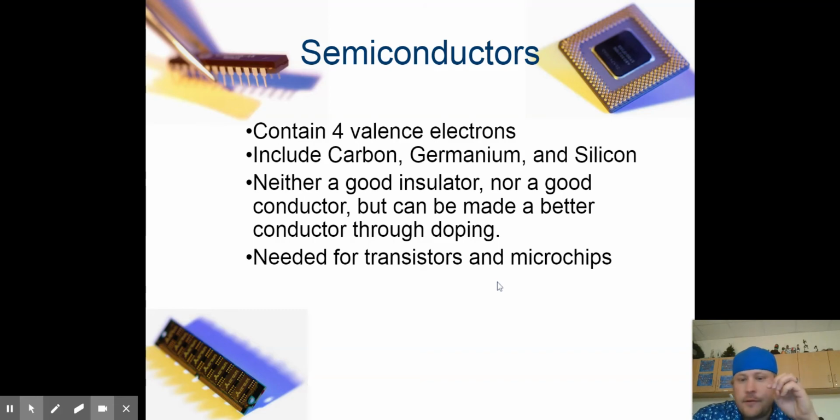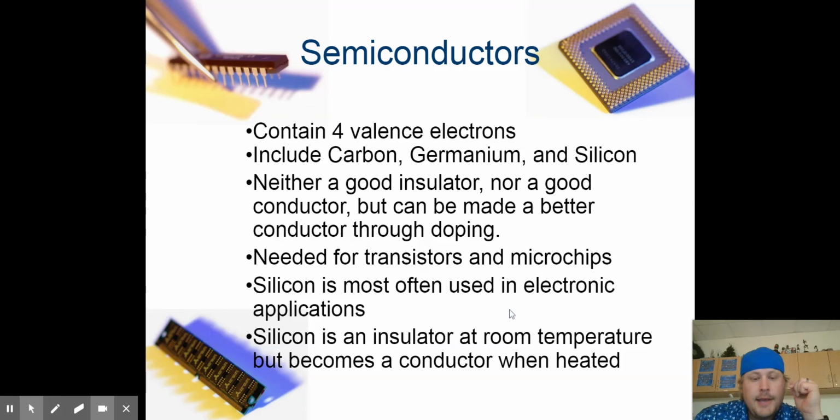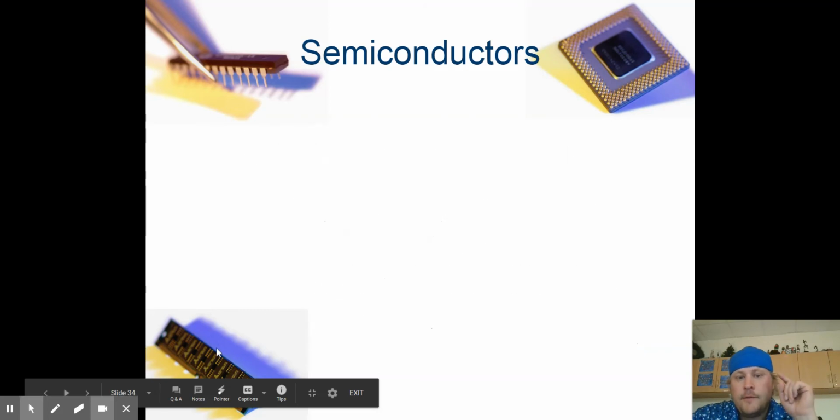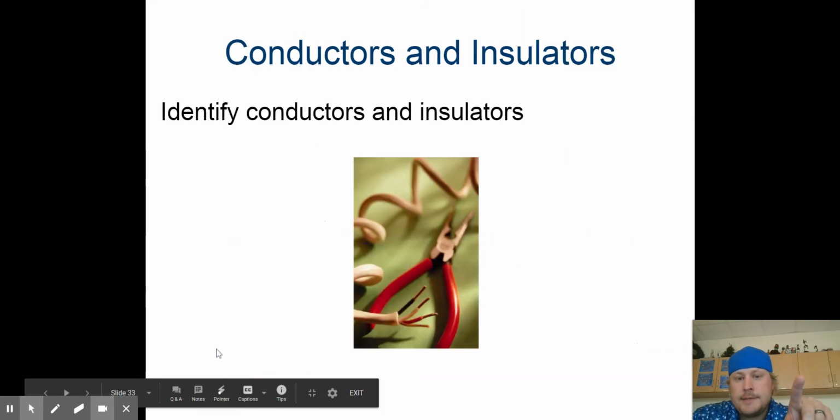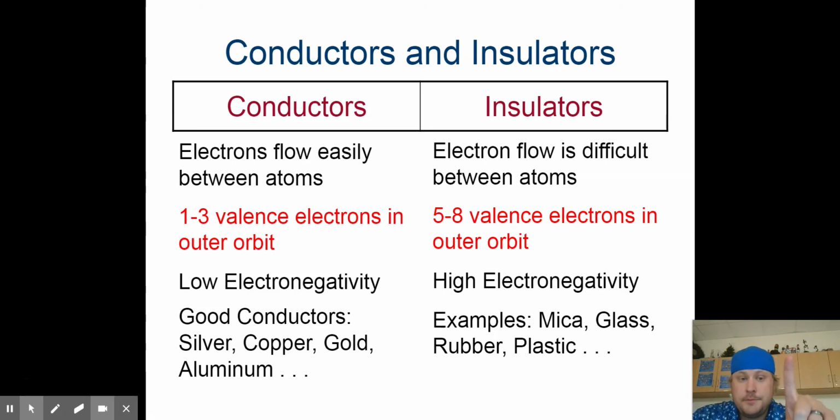They're needed for transistors, microchips. It's used in electrical appliances. It's an insulator at room temperature, but it becomes a conductor when heated. So I'm going to let you pause and go back and fill in semiconductors, and at the same time, go back and fill in this information here on this slide right here. So go do both of those and then come back to me. And I'm going to move slides. So you'll have to do this on your document. Take notes.